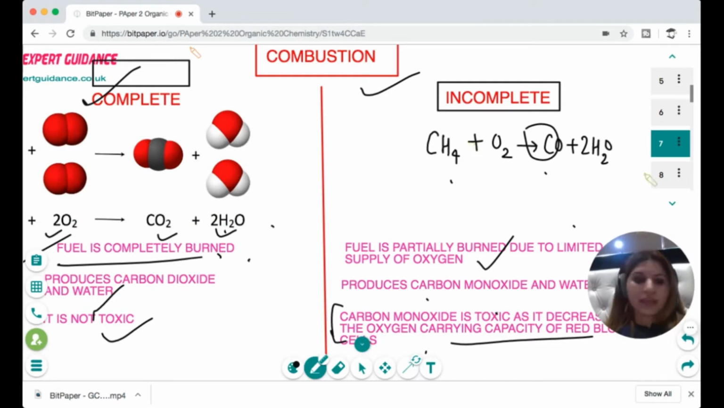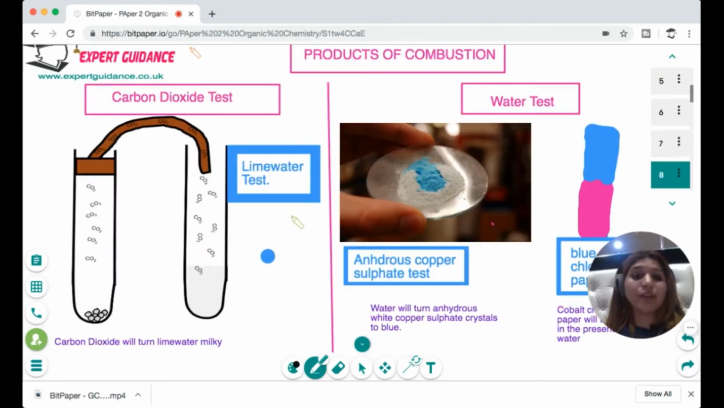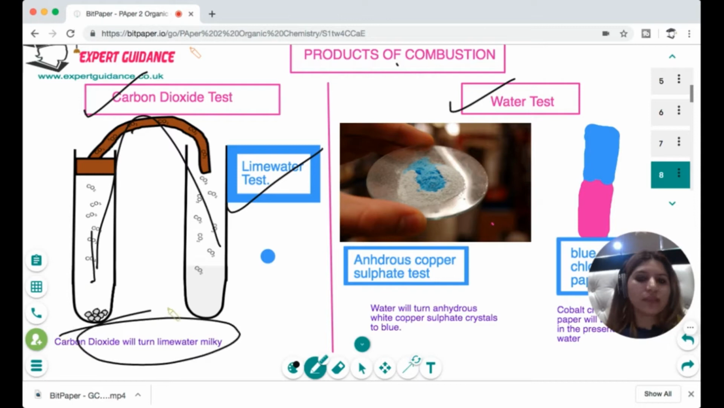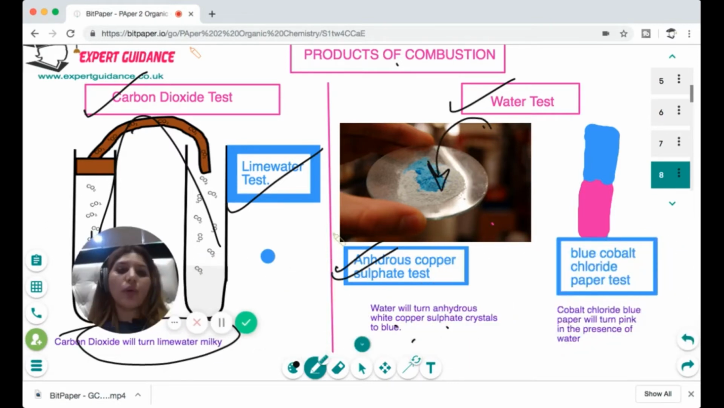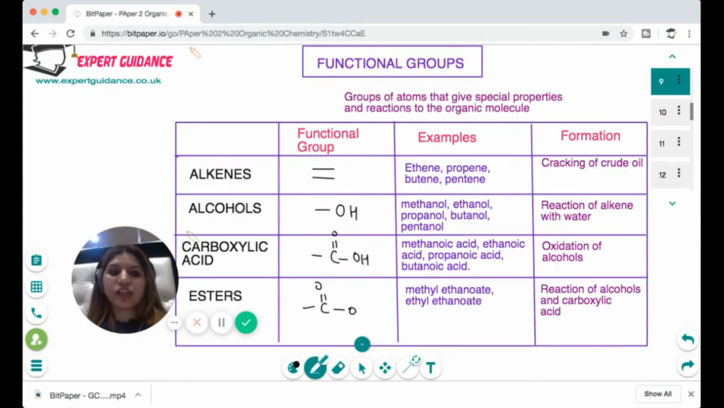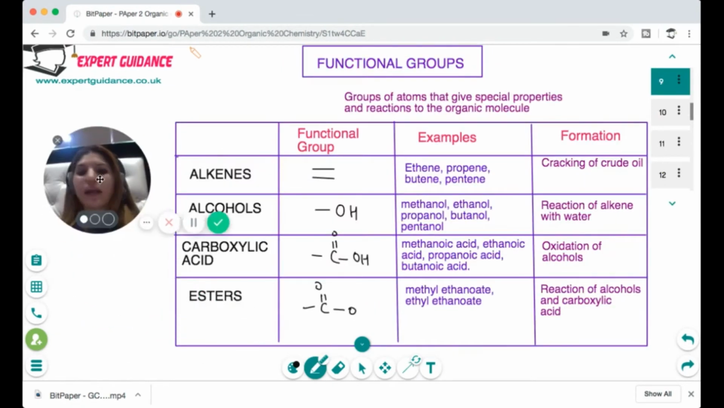Okay? Now, the next thing we need to do is, how will you test the products of combustion? Combustion gives carbon dioxide and water. For carbon dioxide, it is the lime water test. You do the combustion reaction, and you pass the gas through lime water, and it will turn lime water milky. For the water test, you take anhydrous copper sulfate, and when you add water to it, it will turn blue. Or you pass the water through blue cobalt chloride paper and it will turn pink. So cobalt chloride and copper sulfate are both tests for combustion products.